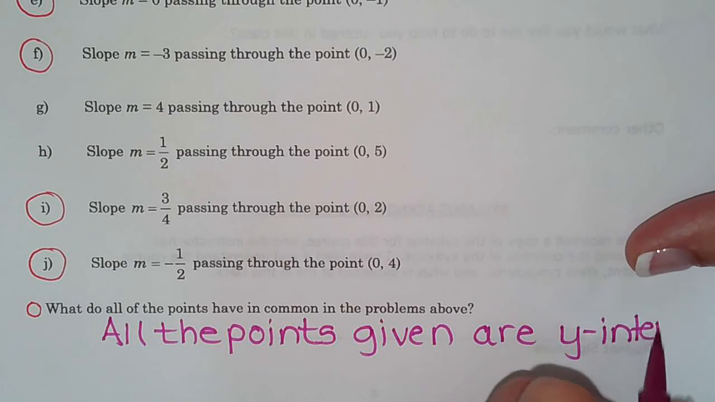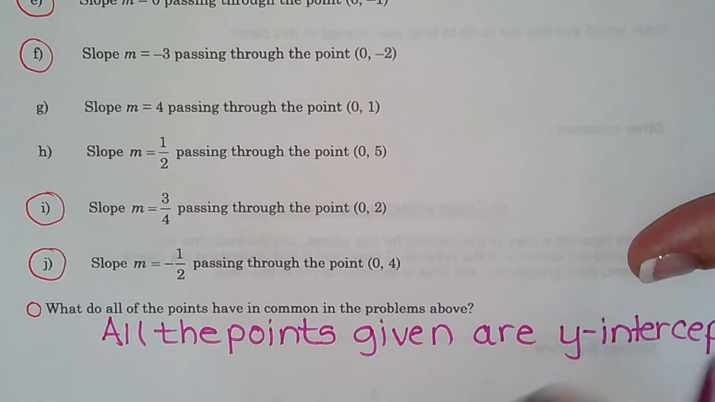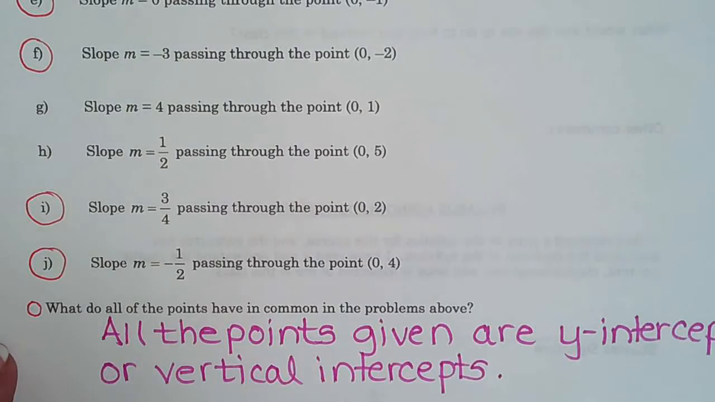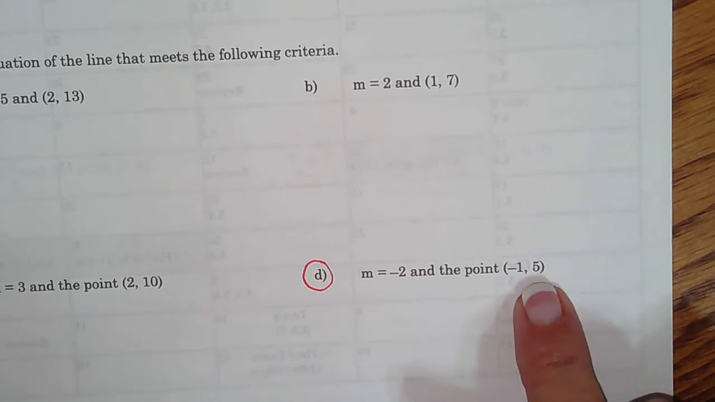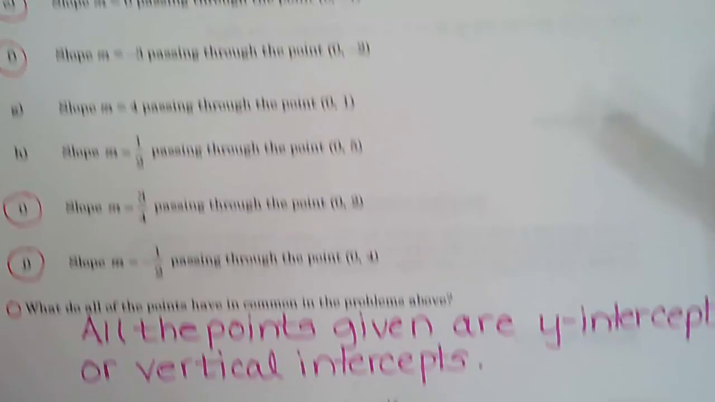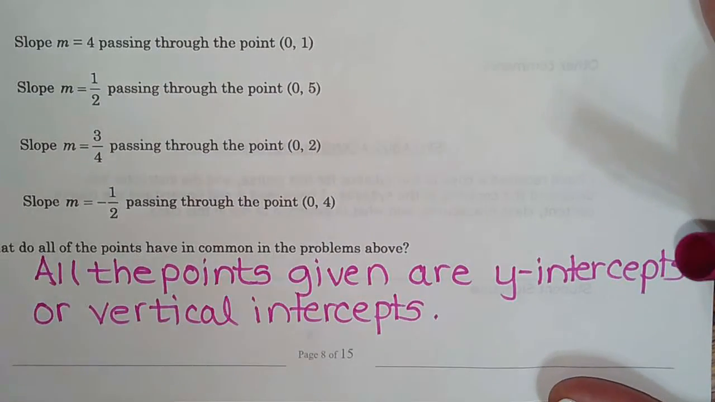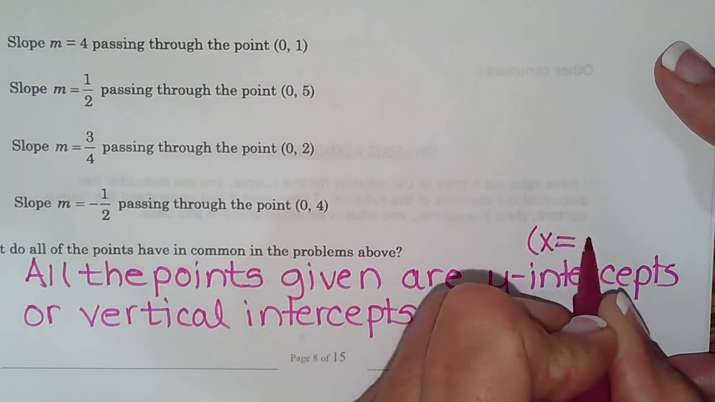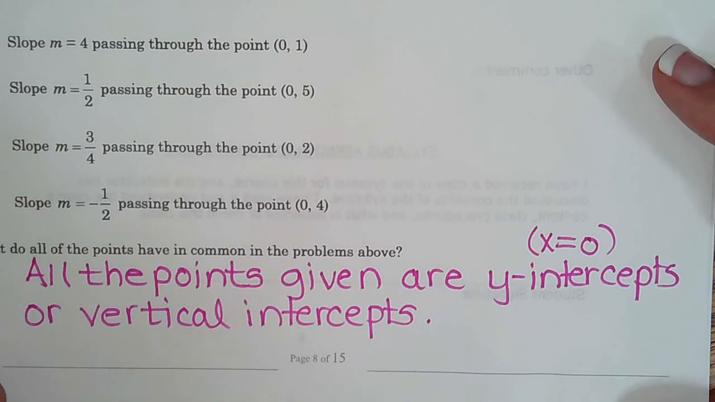Y-intercepts, or remember, sometimes we call them vertical intercepts. Same thing. So all the points on this page, because you'll see, starting on the next page, that's not true. Look at these points: not y-intercepts, not y-intercepts, not y-intercepts. So if x is not 0, it's not a y-intercept. So all the points given on this page are y-intercepts, and maybe above it we can write that means x is 0 on every point.